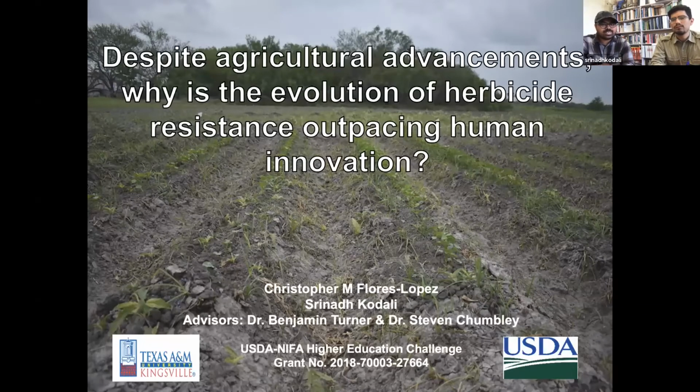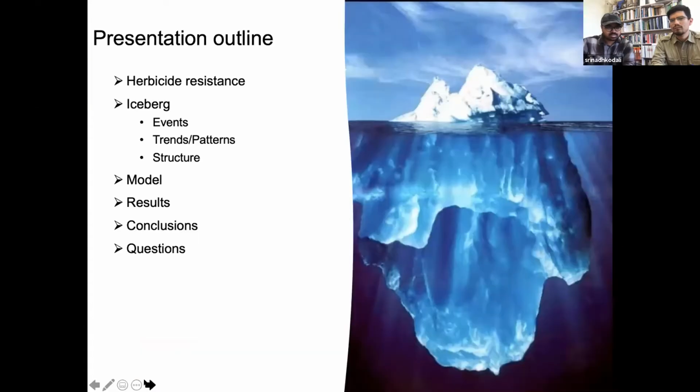Some of you might already know that we have been working on the herbicide resistant project, but just to refresh, we'll start with our focusing question, which is, despite agriculture advancements, why is the evolution of herbicide resistance outpacing human innovation? So in order to answer that, we have come up with this outline in order to answer our focusing question.